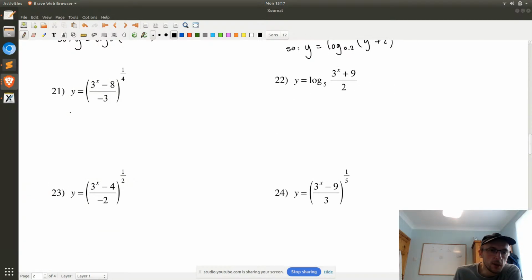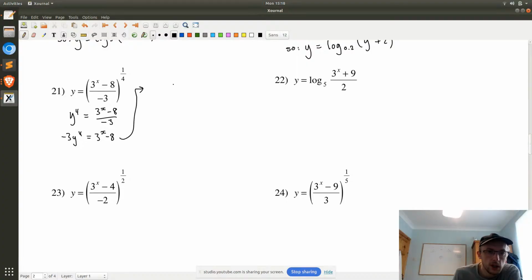Raise both sides to the 4. 3 to the x, take 8, all over negative 3. Times both sides by negative 3. Negative 3y to the 4 equals 3 to the x, take 8. 3 to the x equals negative 3y to the 4 plus 8. Log base 3 of both sides and swap the variables.